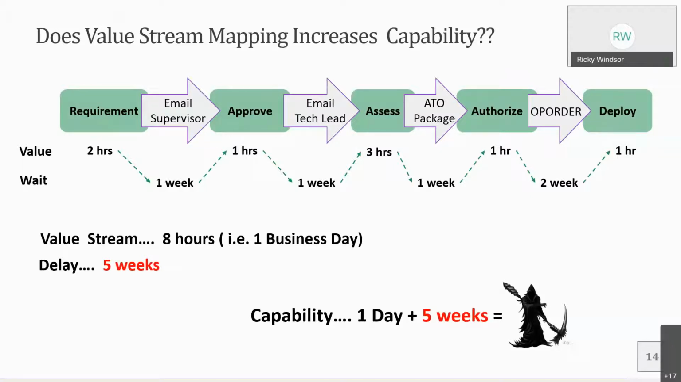Or 1 business day. The delay to actually get from requirement to deployment is 5 weeks, because it took a week between each value element. And this is all hypothetical, but everybody gets the point, right? It takes about 5 weeks. So for the capability to exist, it took 1 day worth of work and 5 weeks worth of delay, which basically killed the capability, because in this scenario, we'll say, it needed to be delivered within 4 weeks.